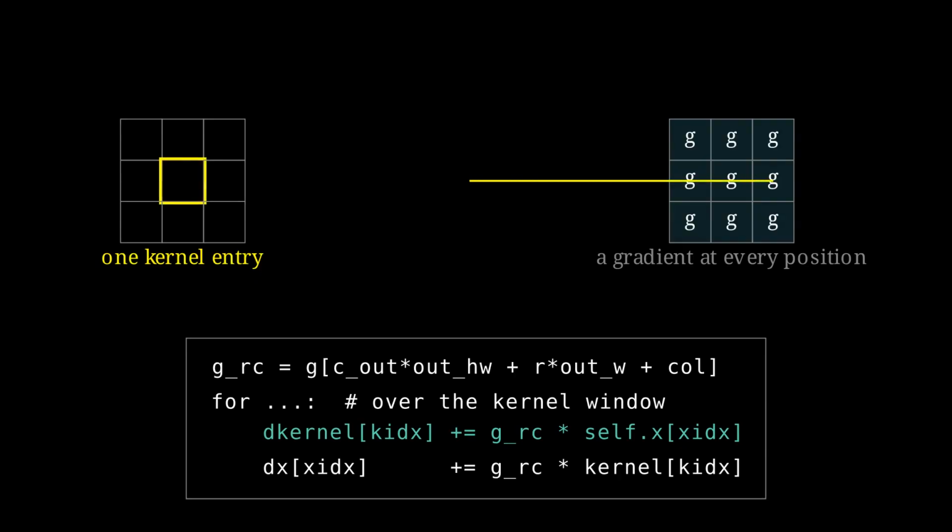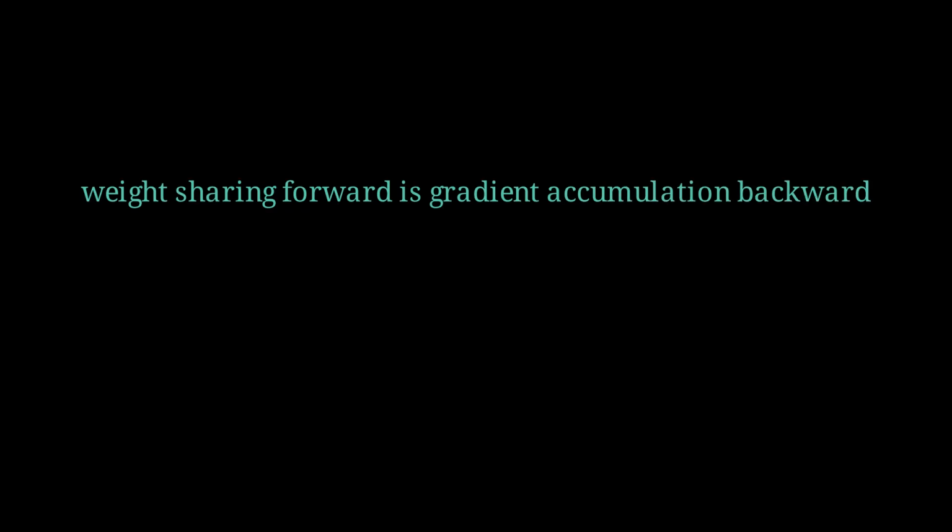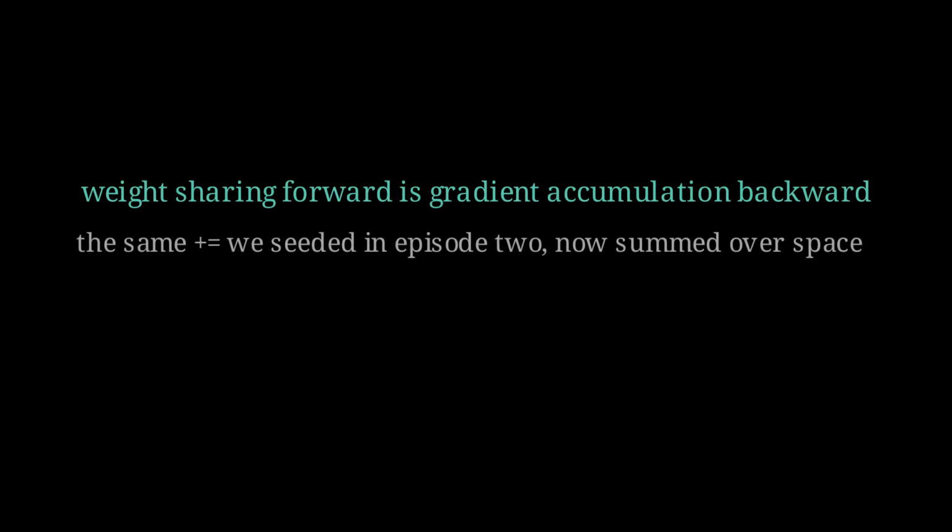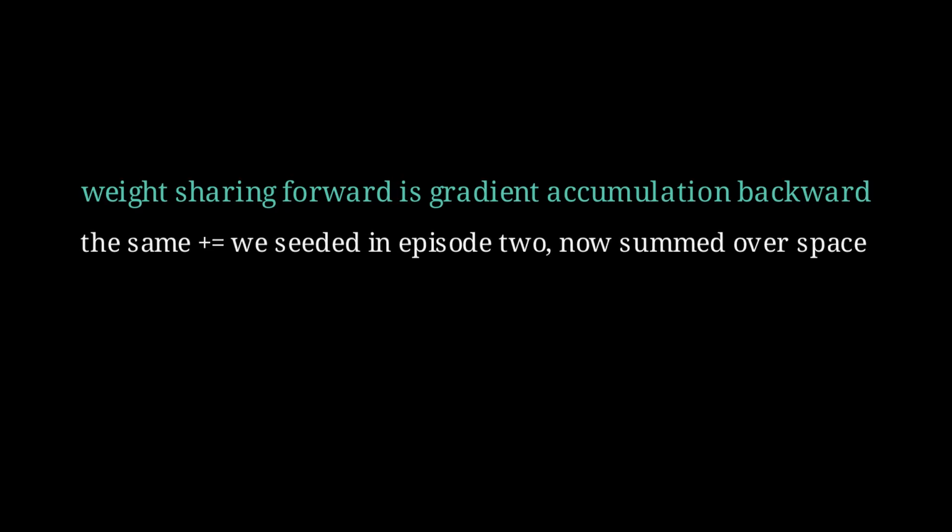A contribution from the first position, then the next, every cell of the feature map sending its share back into the one entry, until that entry holds the total. 9 positions, 1 accumulated gradient. And that is the sentence to carry out of here. Weight sharing on the way forward is gradient accumulation on the way back. They are not two facts.